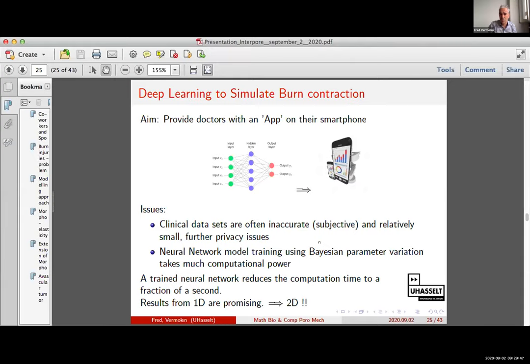Of course, there are a lot of issues here. With respect to clinical data, many observations are quite subjective. If you look at pain scores, for instance, and there are also privacy issues from the legislation. We have some first results in two dimensions, which also look promising. But I have to say that we have to train the neural network much better for this, because the results are not as good yet as for the one dimensional case.